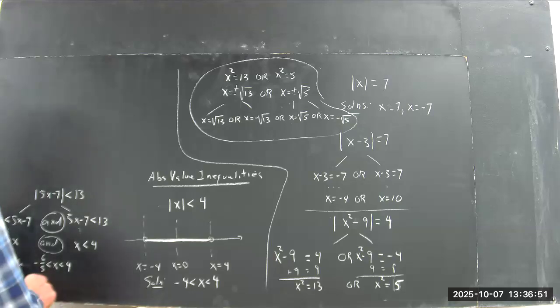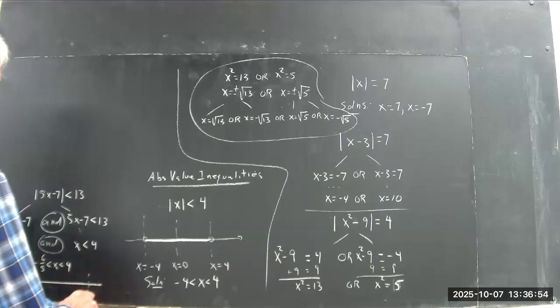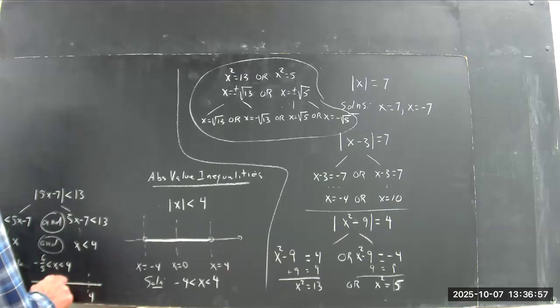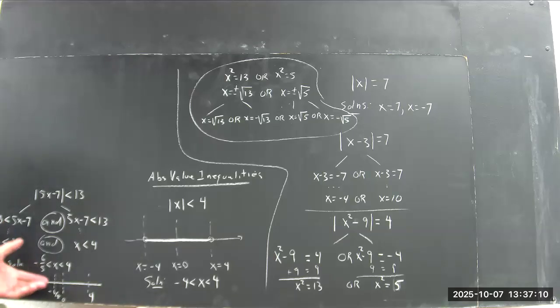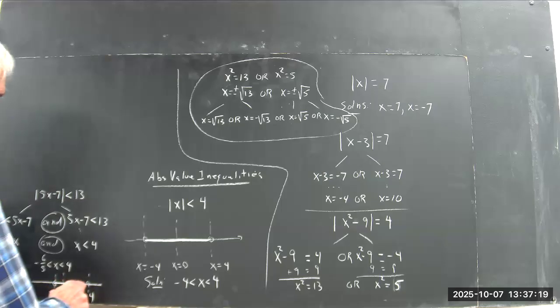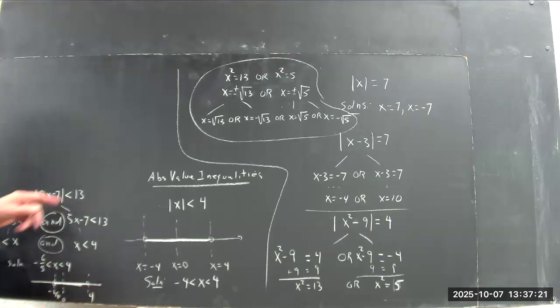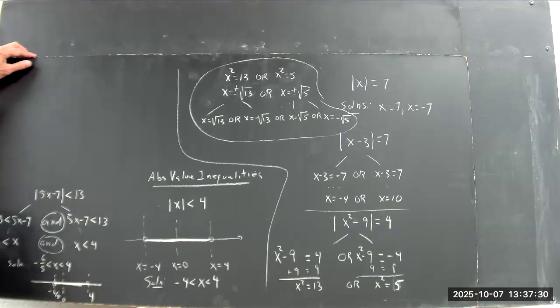And you could write that as an interval on the number line. Here's 4. Here's negative 6/5. And 0 will probably be about here. And then you would again use open points because it's less than. If it's less than or equal, you'd close those points. Okay, now let's try this one.